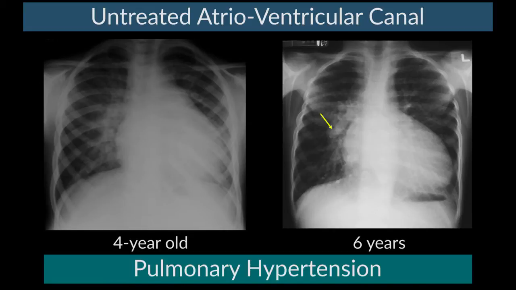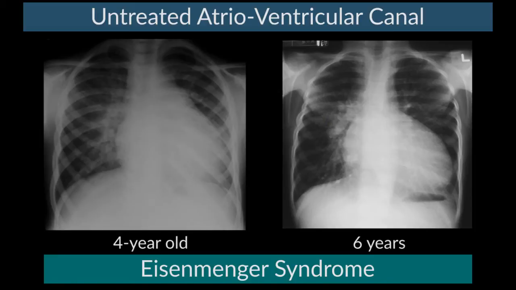Over time, he developed pulmonary hypertension, and at 6 years of age, the central pulmonary artery is still enlarged, but the peripheral pulmonary vasculature is diminished. It's a term called pruning of the pulmonary vasculature that is associated with pulmonary hypertension. This child developed the Eisenmenger syndrome related to secondary pulmonary hypertension.